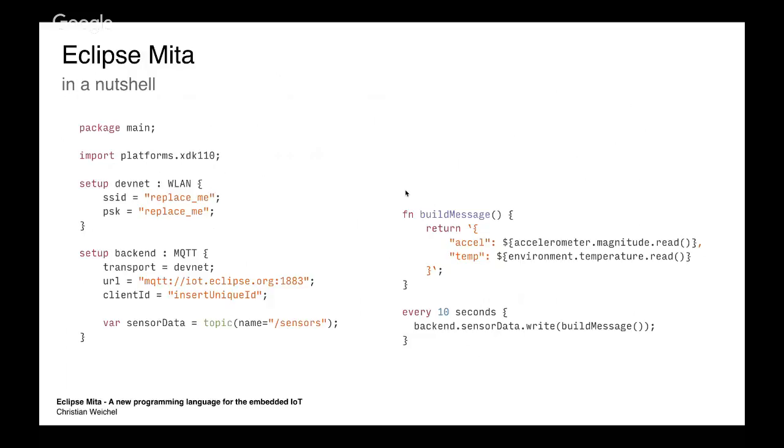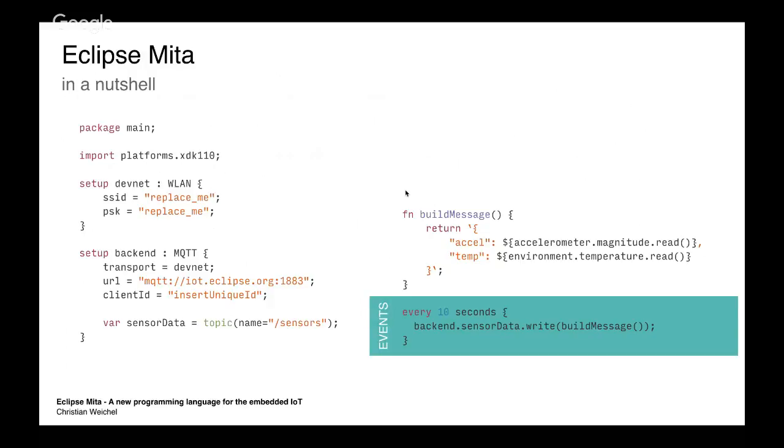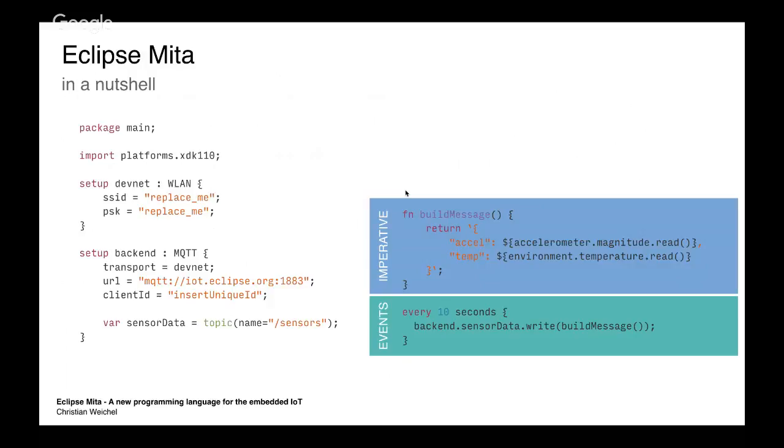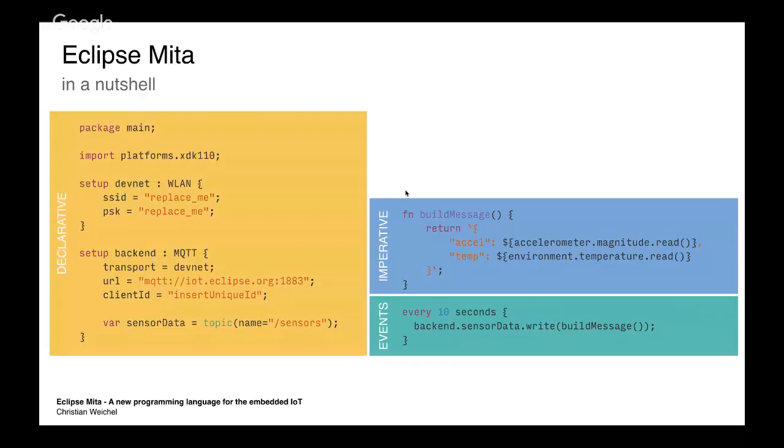Right. So when we look at this from the end towards the beginning, we see that event-based programming style, where we do something, for example, based on time. We have imperative code that looks very similar to modern dynamic languages, in this case TypeScript, where we also get things like string interpolation, or we can just return strings and we don't have to care about all the memory management. And we have the declarative system setup that configures our system beforehand.